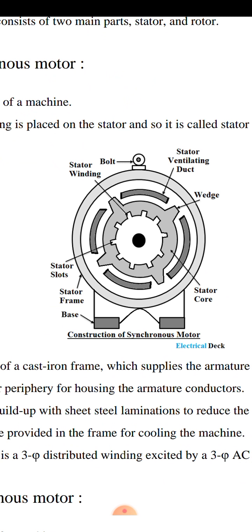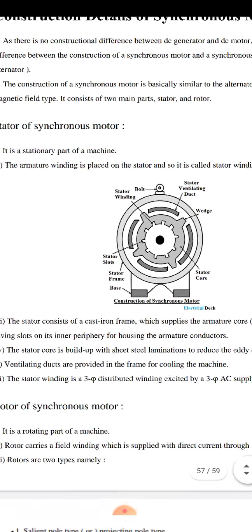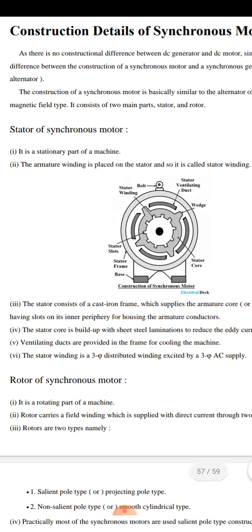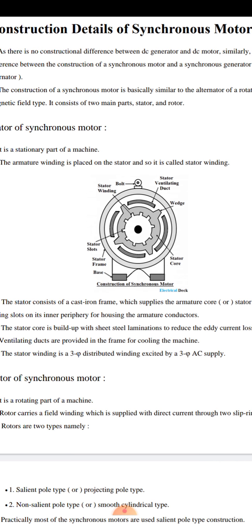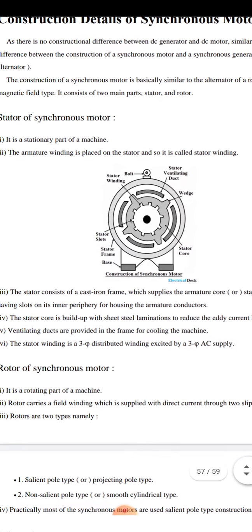stator winding. Here we can see the stator winding on the inner side, and these are called stator slots, and the round one outside is called the stator frame, and the bases are called the base, and the space between the stator slots and the wedge is called the stator core. As we have discussed earlier, the stator core is built up with sheet steel laminations. The reason to build it up with sheet steel laminations is to reduce the eddy current losses.